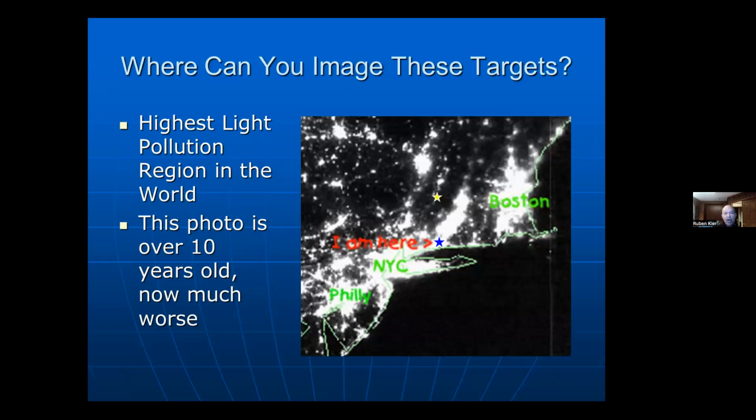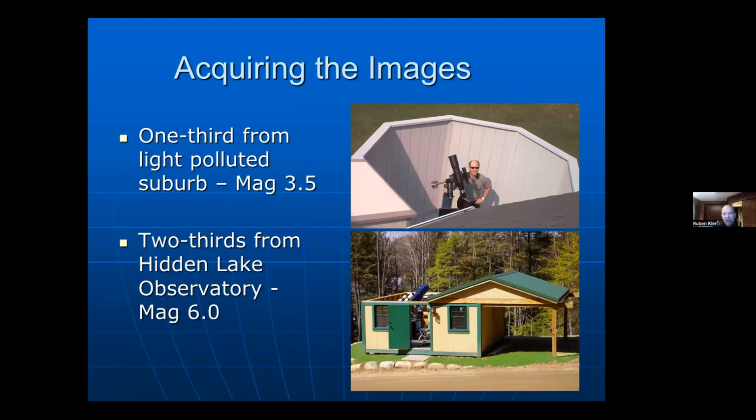And so where can you image these objects? Well, I happen to live in one of the most light polluted areas in the world. This is where I am, where this blue star is. This image was taken probably 15 years ago, so of course, light pollution is worse. So I found a place that's about as dark as I could get, where this star is, kind of halfway between Albany and Hartford, Connecticut, where I could find magnitude 6 skies, yet still be only an hour and a half from my home.